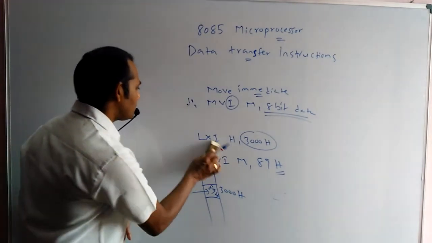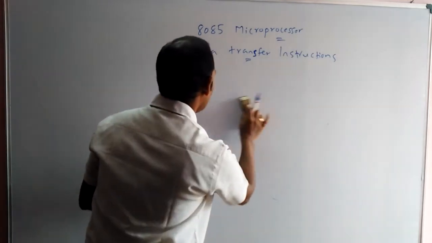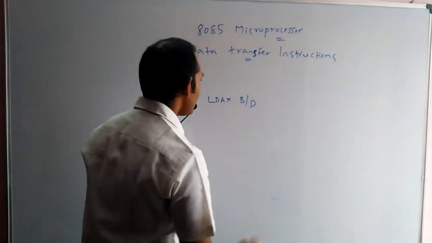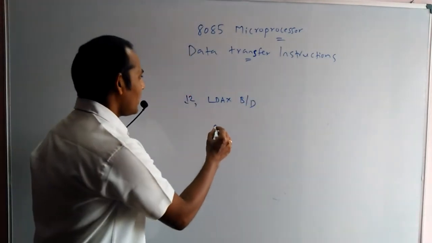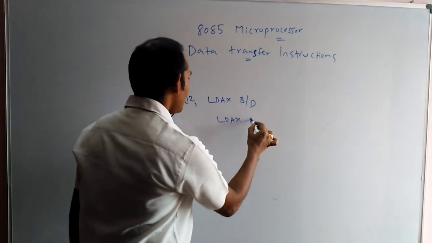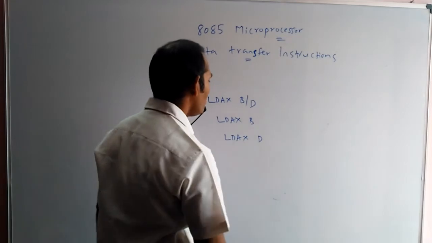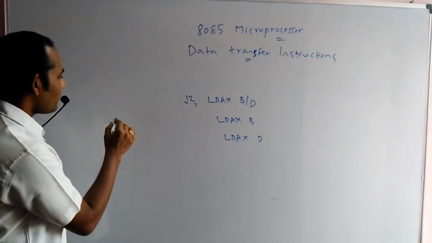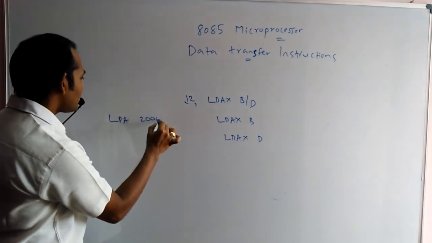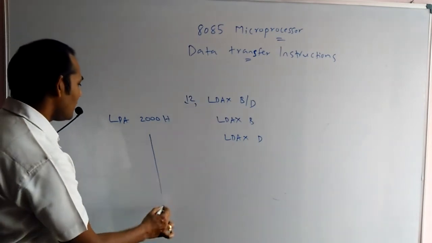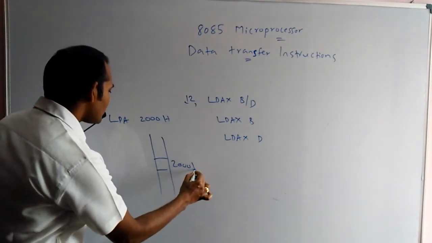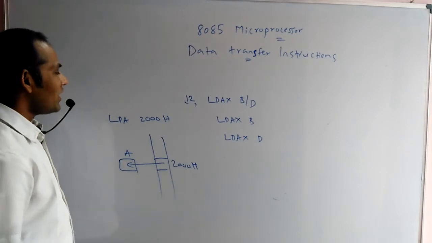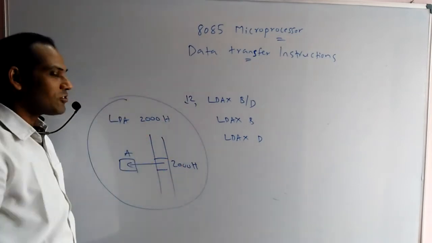Another one is LDAX B/D. LDAX B or LDAX D, there are two possibilities. Let us see some examples. Before that, LDA 2000H: here one byte from memory is copied into the accumulator. That's what happens with LDA 2000H.